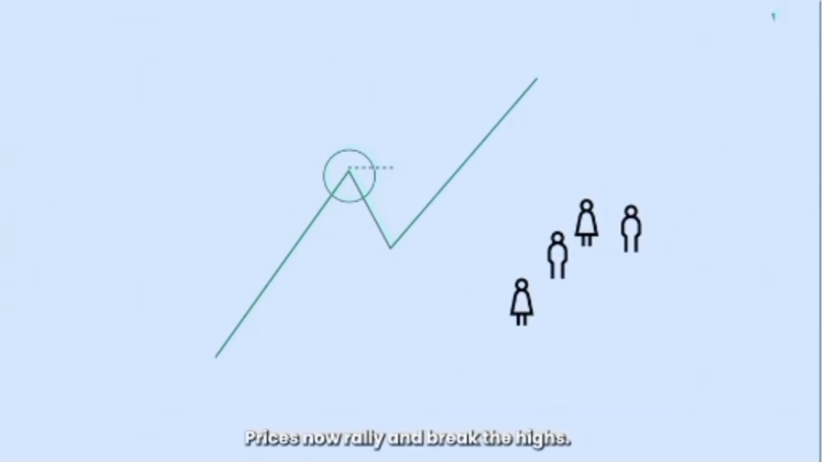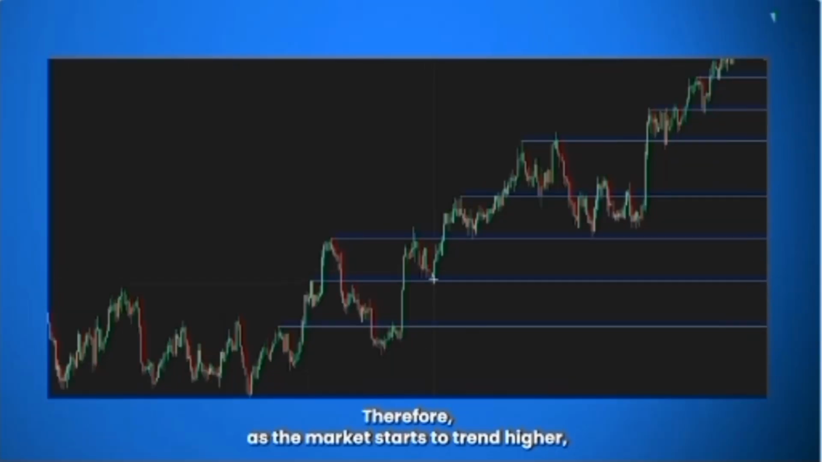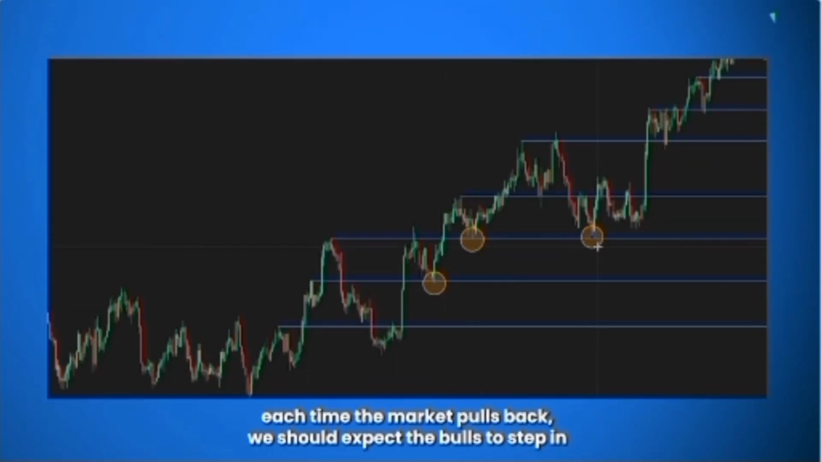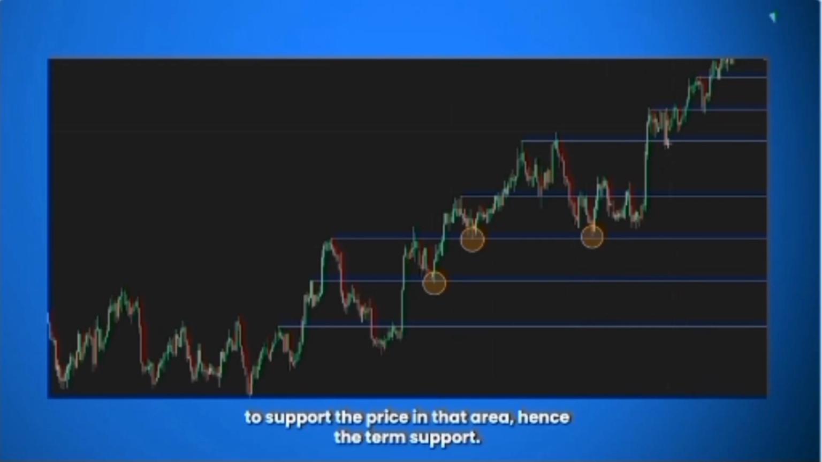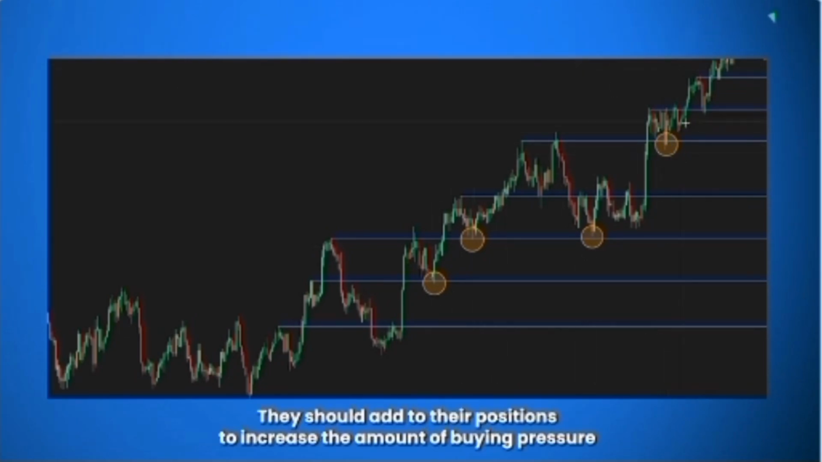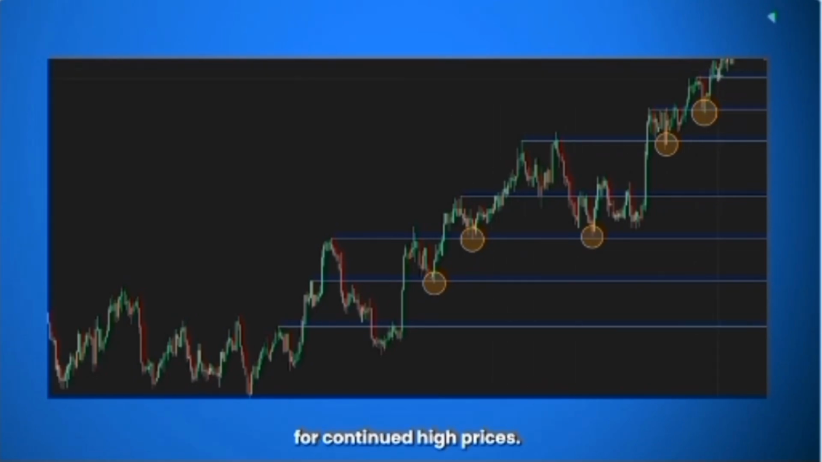Prices now rally and break the highs. Our support structure is now formed. Therefore, as the market starts to trend higher, each time the market pulls back, we should expect the bulls to step in to support the price in that area, hence the term support. They should add to their positions to increase the amount of buying pressure for continued higher prices.